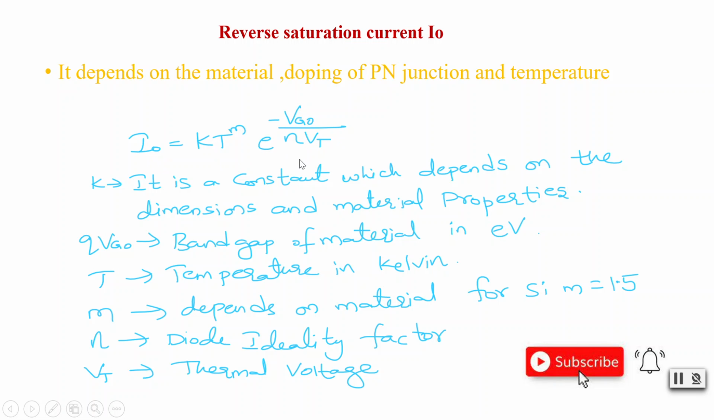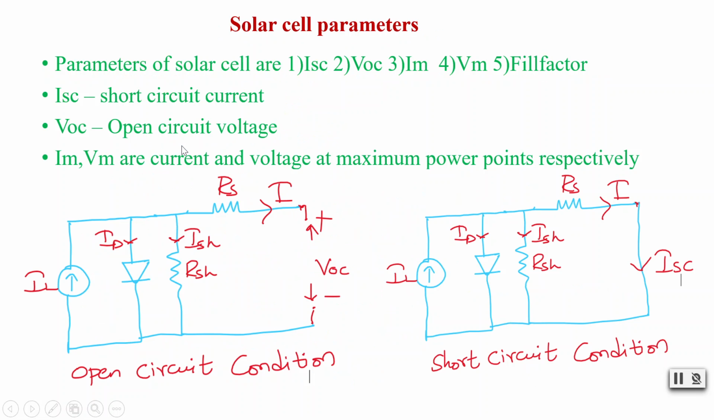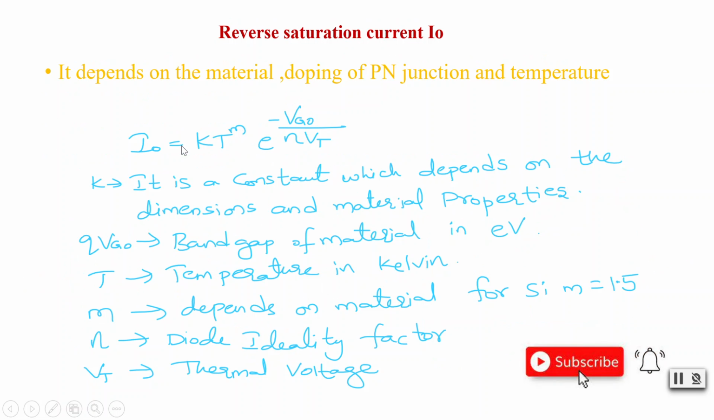As the band gap increases, the reverse saturation current will reduce. The germanium band gap is low, so the reverse saturation current for germanium will be more. Hence the leakage current for germanium will be more, as it is related with this e power minus Vg naught. As Vg naught increases, I naught decreases. So silicon has low leakage current compared to germanium.